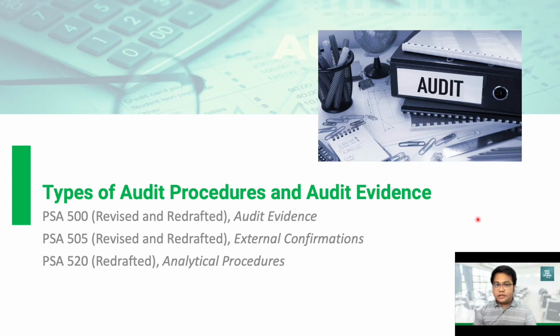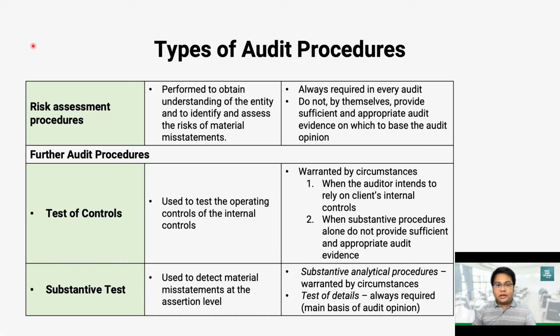So let's go now to the next part of our discussion. We have types of audit procedures and audit evidence. In this section, our references include the PSA 500 on audit evidence, PSA 505 on external confirmations, and PSA 520 on analytical procedures. So now let's revisit first the different types of audit procedures that we perform in an audit, and whether they are required to be performed or only warranted by circumstances.